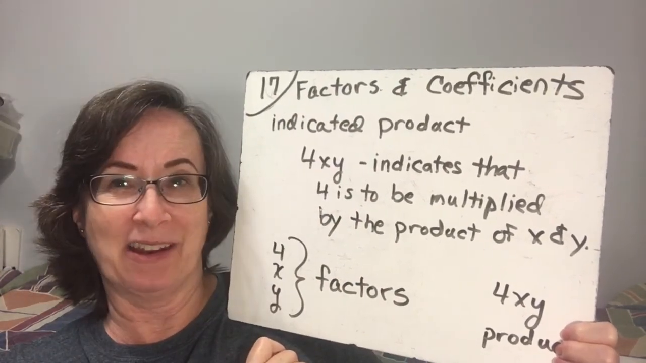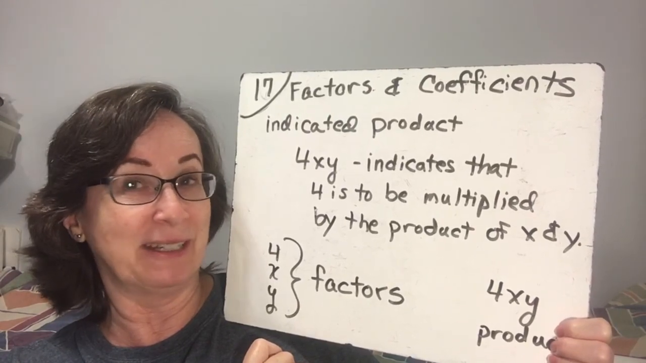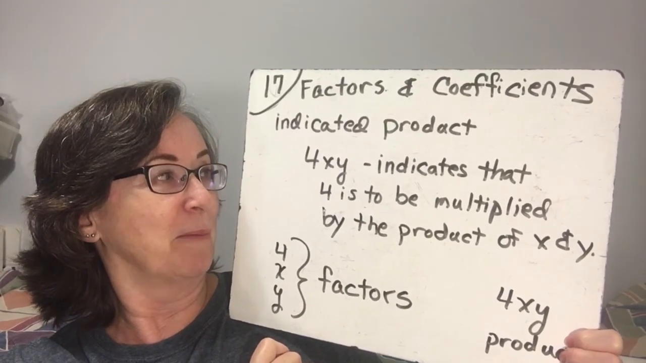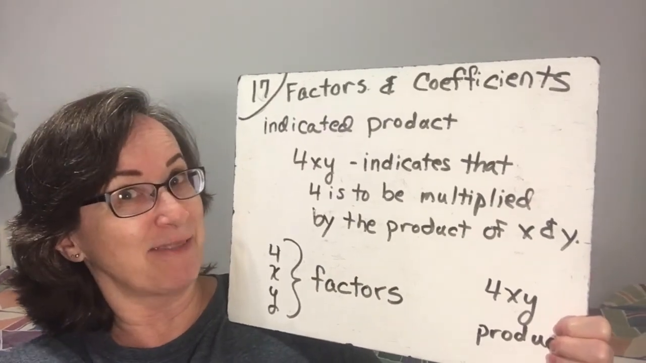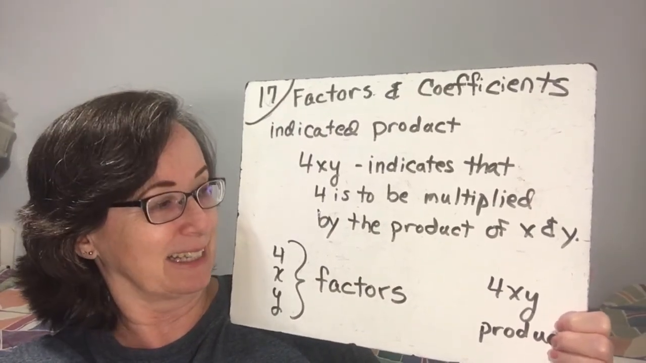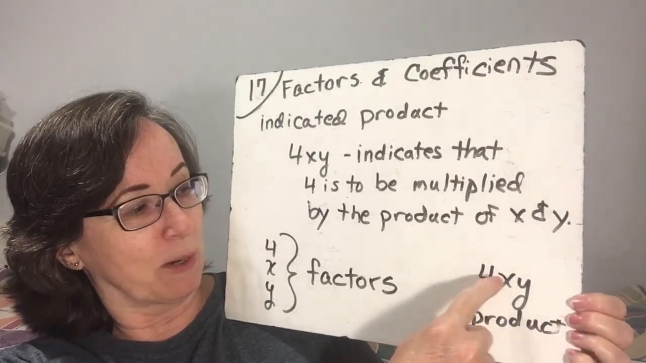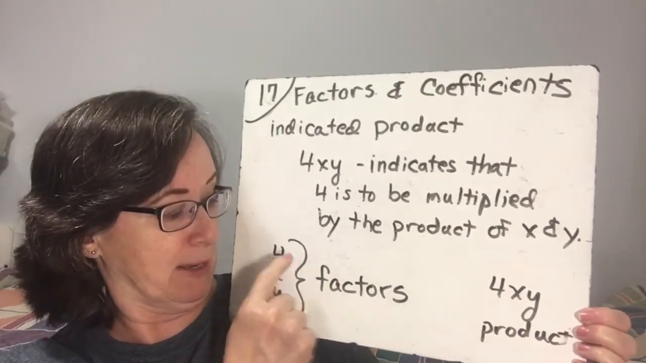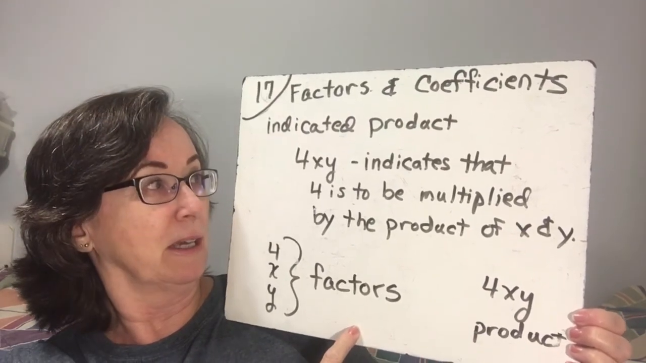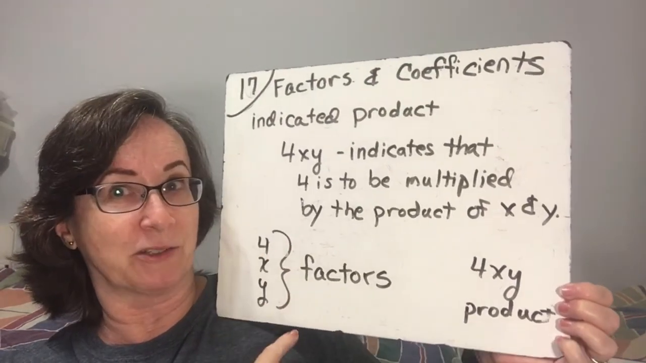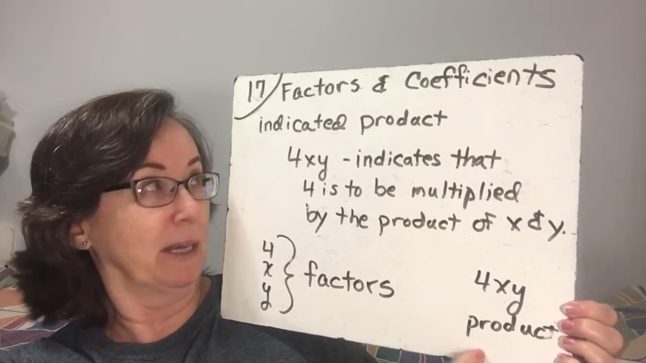But x cannot be broken down anymore, can it? And neither can y. So they're already as low as we can get them. But 4 does have other factors inside it, doesn't it? So we would say that 4xy is the product, and 4 and x and y are the individual factors. So we multiply the factors together to get the product.